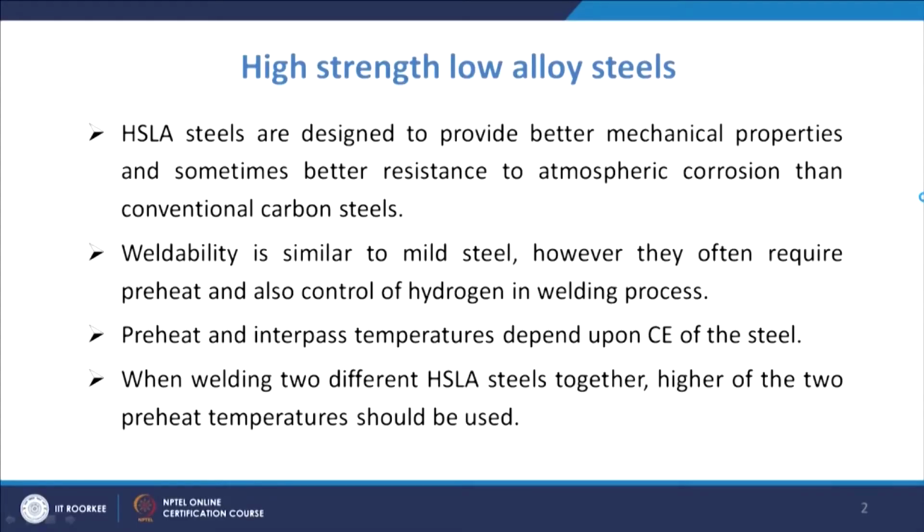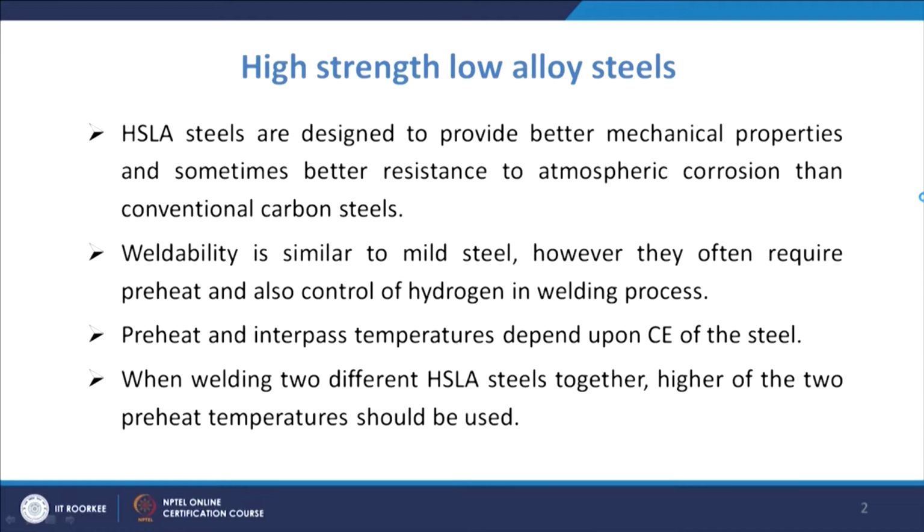These steels are basically designed to provide better mechanical properties and sometimes better resistance to atmospheric corrosion than the conventional carbon steels. High strength low alloy steels are very much used in automobile applications and even in other transportation industries. The weldability is similar to the mild steel, however, they often require preheat and also control of hydrogen in the welding process. So, basically in this case you require the preheat and also the hydrogen control is very important.